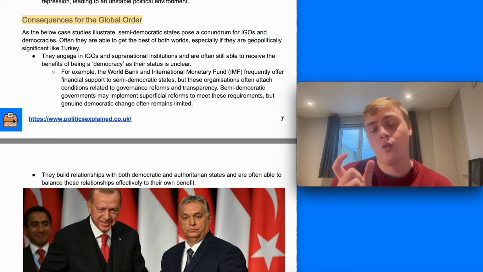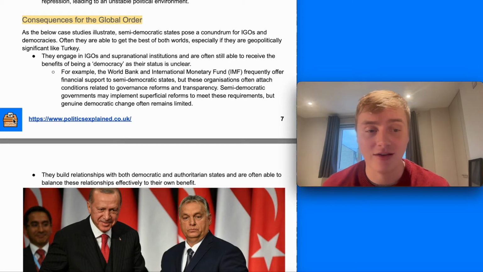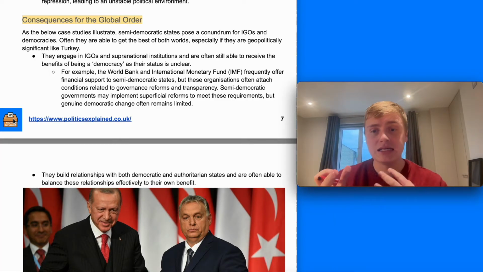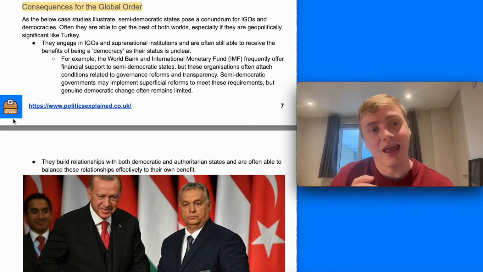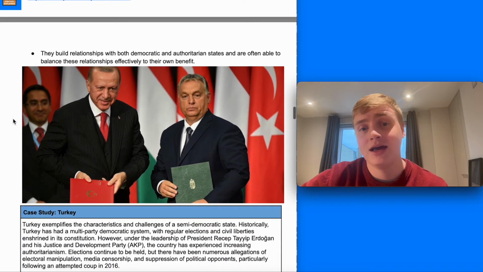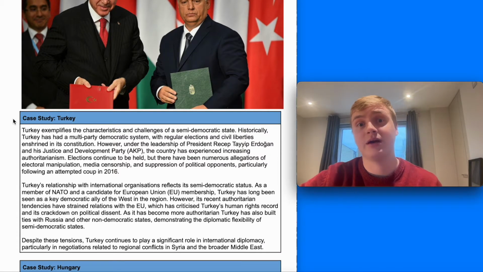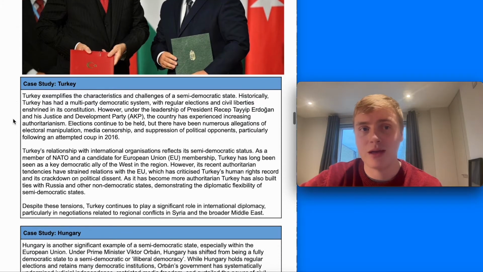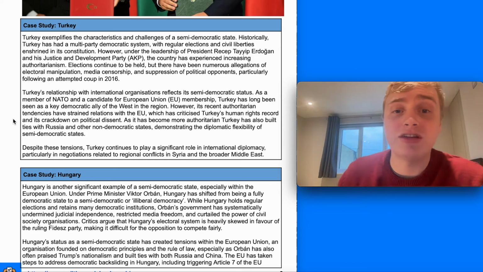And crucially, one of the differences is they're building relationships and alliances in the international order with both democratic and authoritarian states, and can benefit from these alliances and balance them quite effectively to really benefit them as states. So it's quite an interesting case in global politics, and if managed correctly and effectively, which they often are, I'd argue by Turkey in particular, they're often able to draw significant benefits. So Turkey really exemplifies a semi-democratic state.